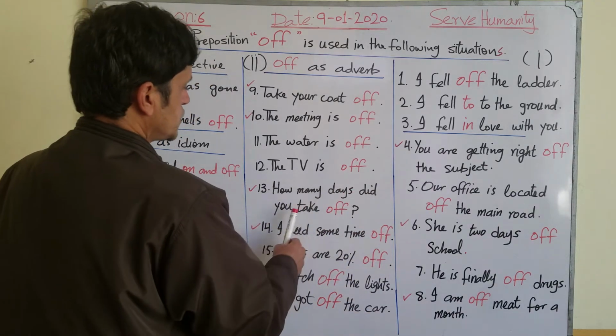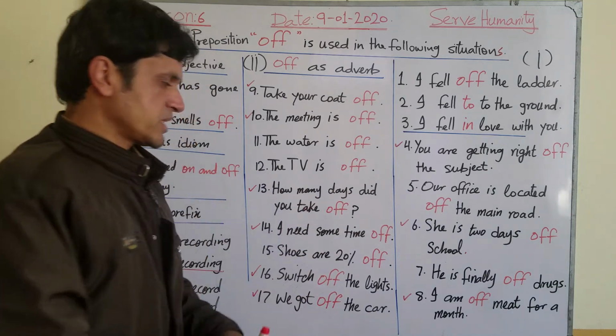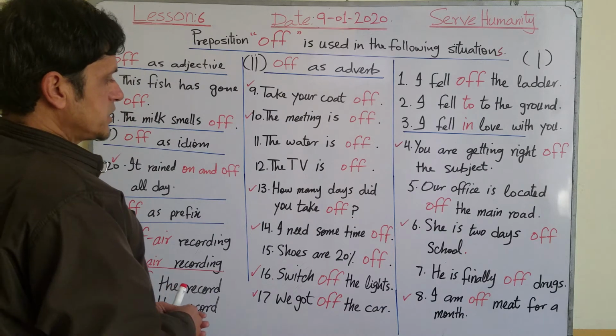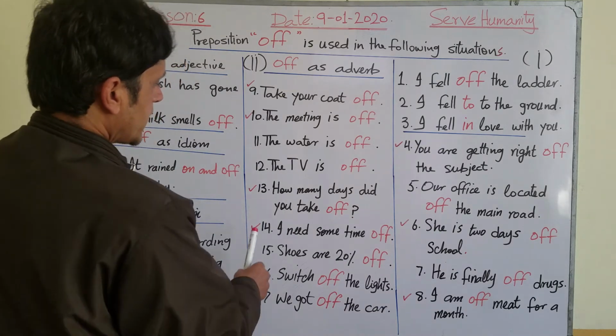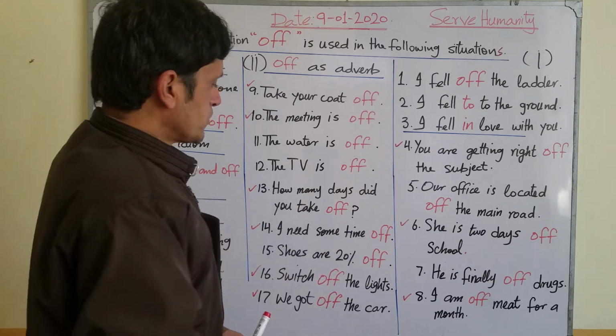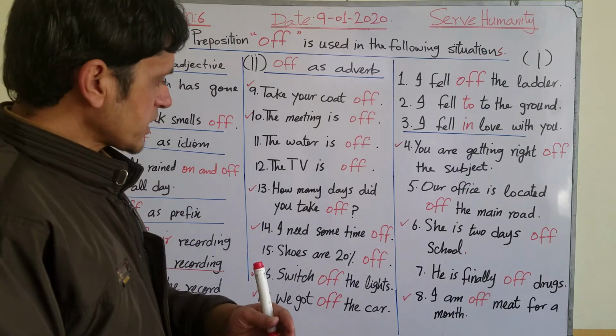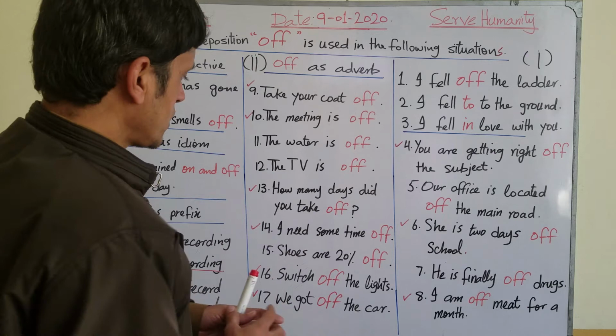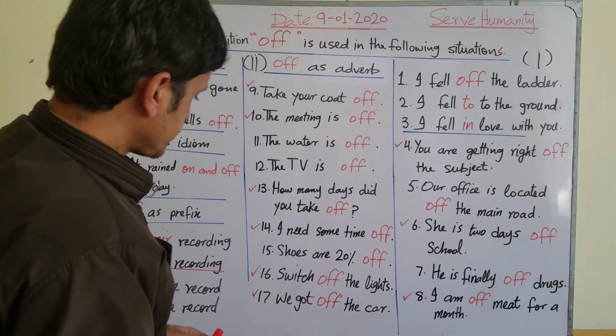How many days did you take off? Iska matlab ye hua ki aapne kitne din chutti ki. I need some time off. Mujhe kuch waqt farigh hone ki zarurat hai, yani mujhe kuch chutti ki zarurat hai. So, I need some time off.